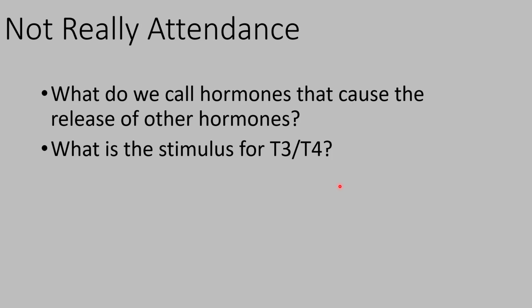Next, what is the stimulus for T3, T4? Well, first, what is T3, T4? We talked about that back in thyroid gland: T3, T4, two hormones released from the thyroid follicles. Collectively, they are thyroid hormone. So what is the stimulus for thyroid hormone? That is thyroid stimulating hormone from the anterior pituitary, and we will talk about that at length today.